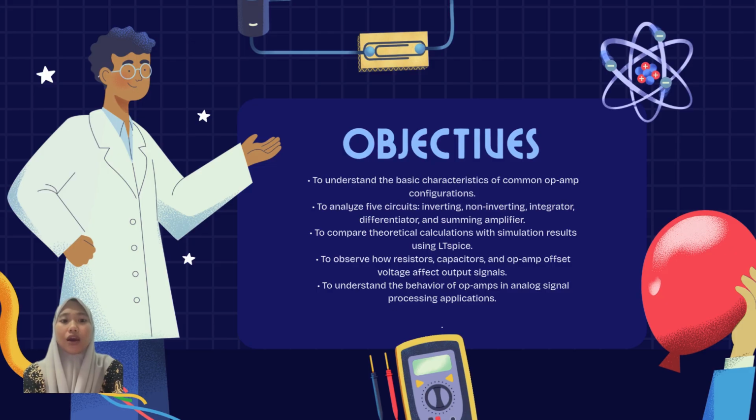To observe how resistors, capacitors, and op-amp offset voltage affect output signals. And the last one is to understand the behavior of op-amps in analog signal processing applications.